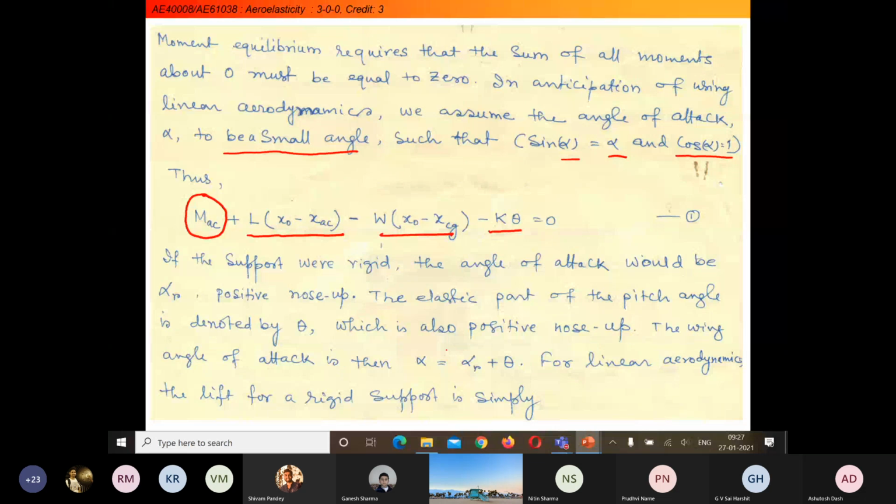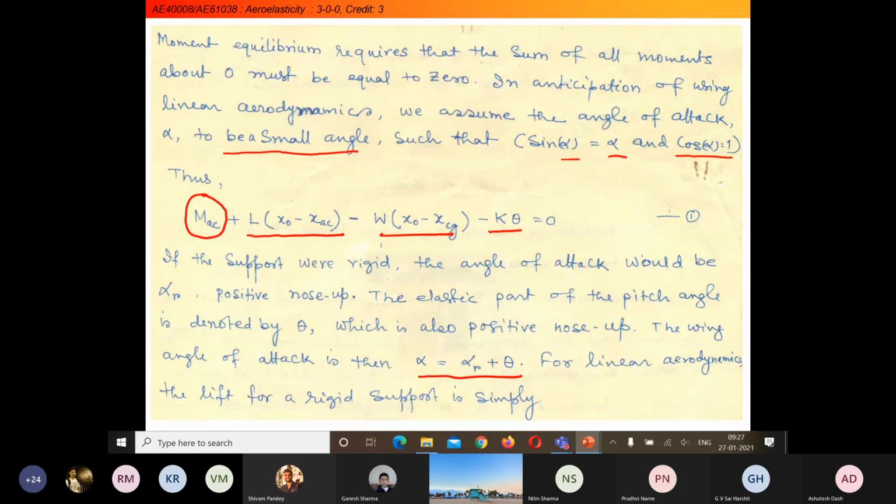As we are considering here, this mounting system is an elastic system. So due to air flow, whatever angle of attack we initially set will not remain the same. It will be increasing. So we are considering alpha equal to alpha r plus theta, where alpha r is the rigid angle of attack and theta is the flexible angle of attack.